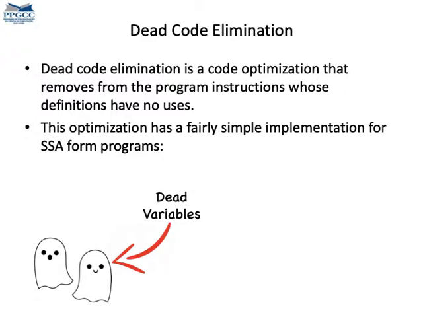We start with dead code elimination. We want to eliminate variables that do not contribute to anything useful in the program. How can we do it in SSA form? We can start asking ourselves, what are dead variables? Would you like to think about it?